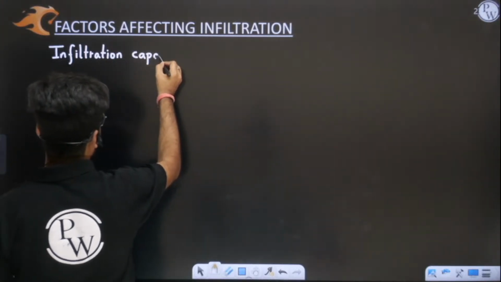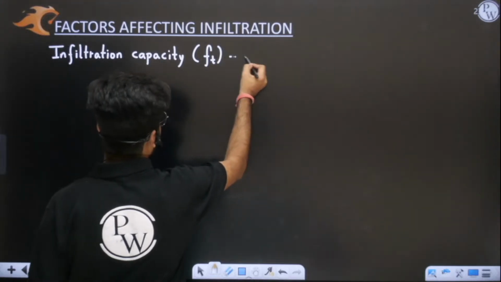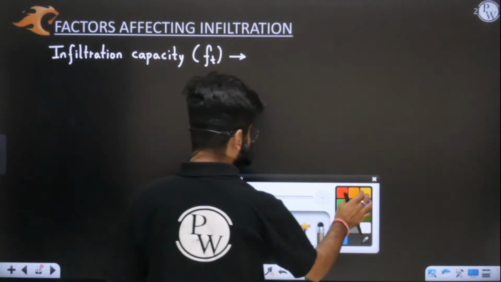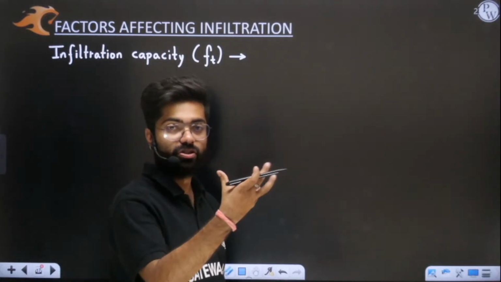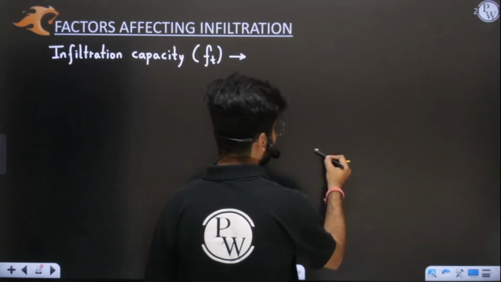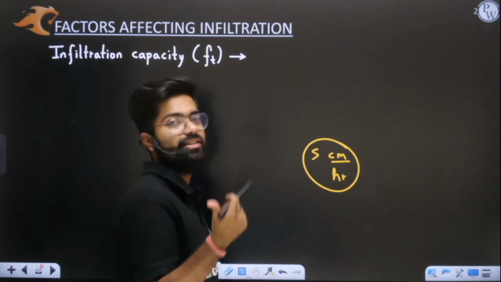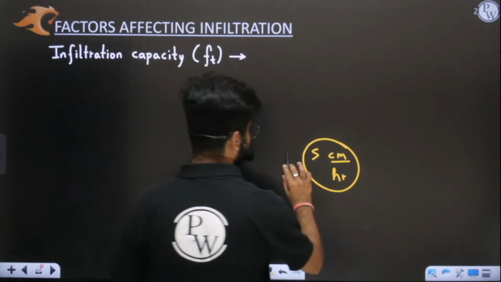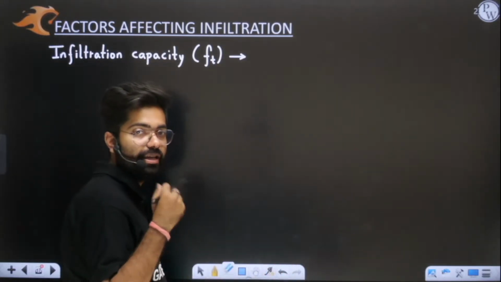Infiltration capacity is denoted by FT. What is the meaning of FT? FT means the maximum rate at which your soil can absorb moisture. Let us say in 1 hour, your soil is able to absorb 5 centimeter water. This is infiltration capacity. 5 centimeter depth of water is being absorbed by my ground in every hour.